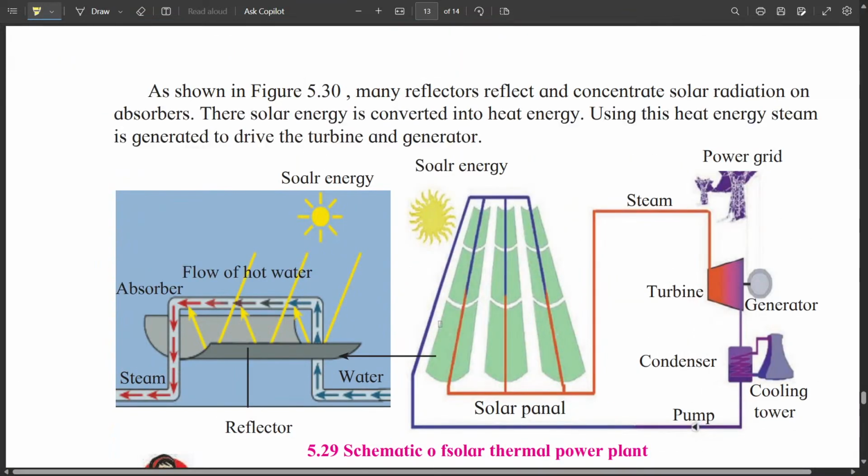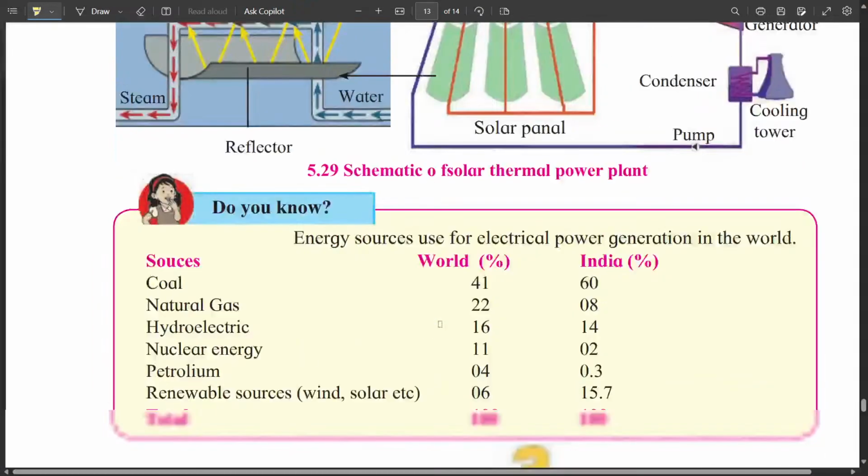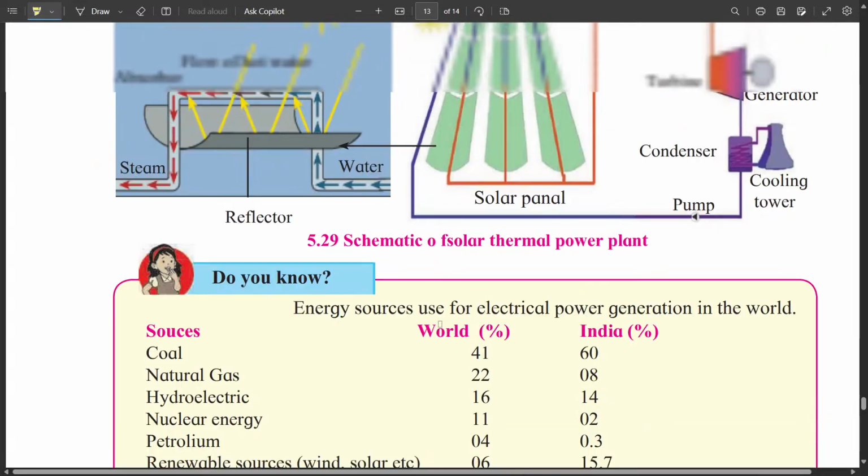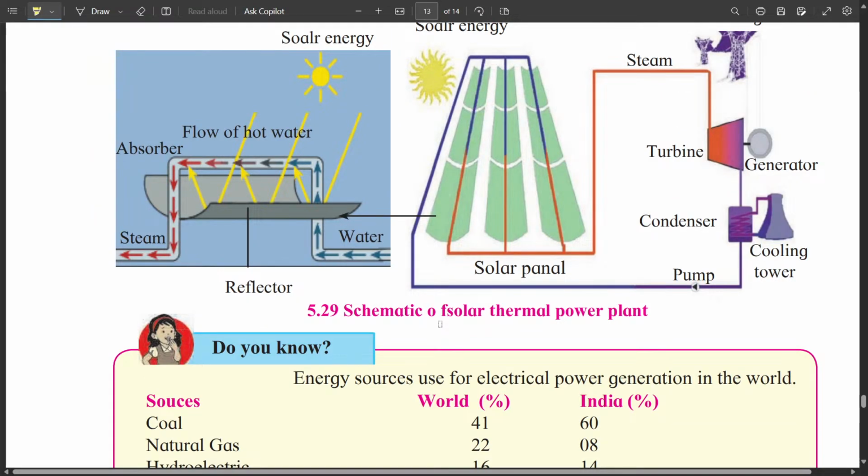As shown in figure 5.30, many reflectors reflect and concentrate solar radiation on absorbers. There the solar energy is converted into heat energy. Using this heat energy, steam is generated which can drive the turbine and the generator. Here you can see there is a concave reflector which concentrates solar energy on the pipe. The water flowing in the pipe is boiled and converted into steam, and then the steam runs the turbine, which runs the generator.